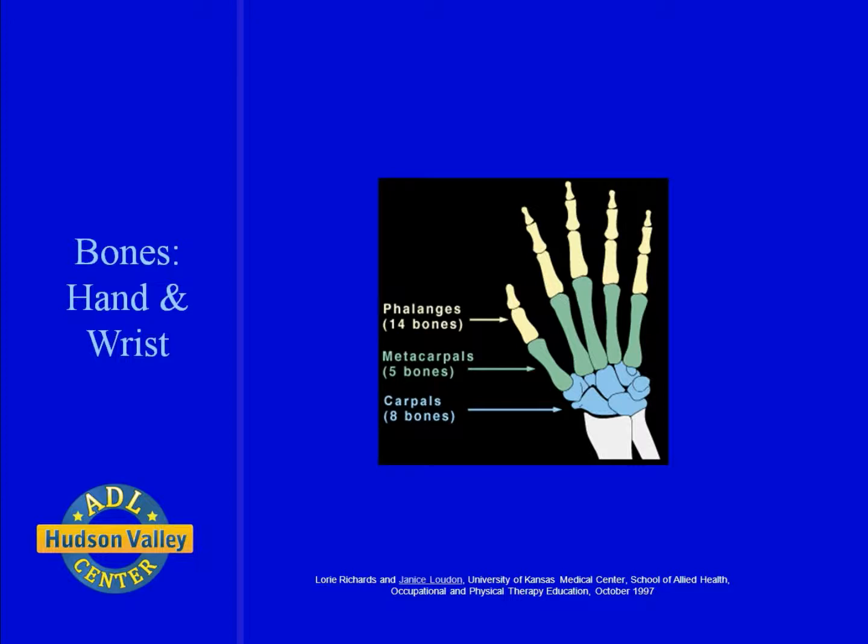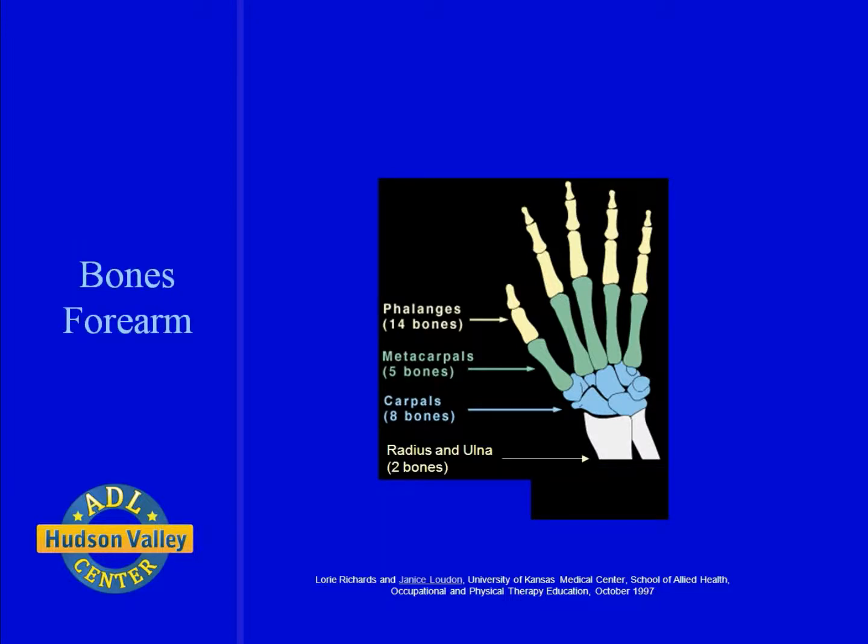The wrist itself contains 8 small bones, called carpal bones. These bones are grouped in 2 rows across the wrist. The proximal row of carpal bones connects the 2 bones of the forearm, the radius and the ulna, to the bones of the hand.